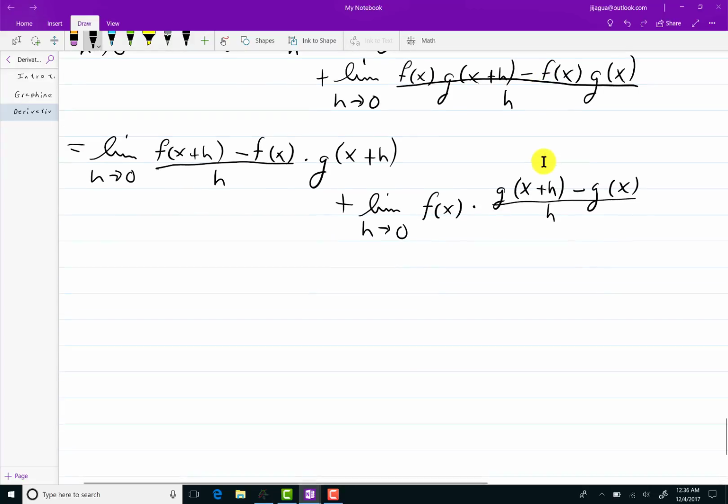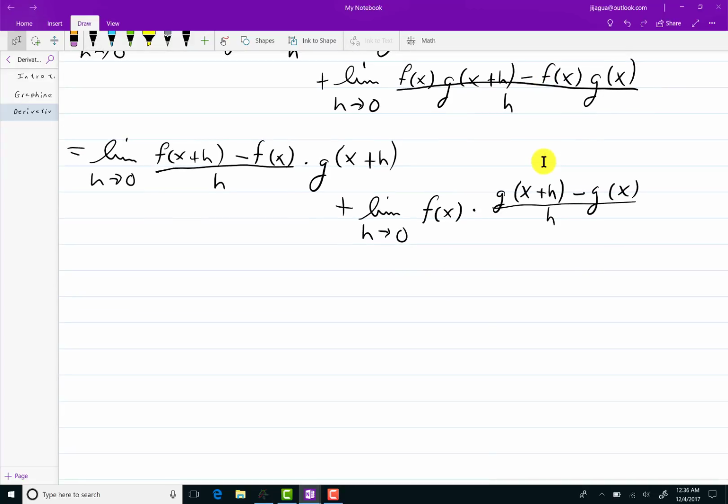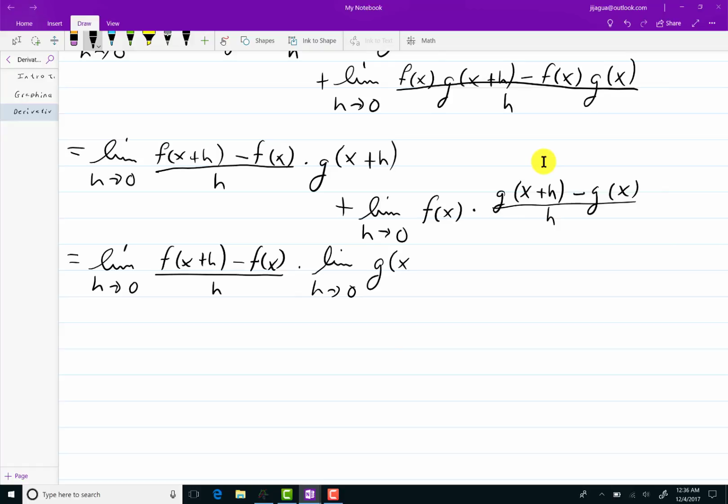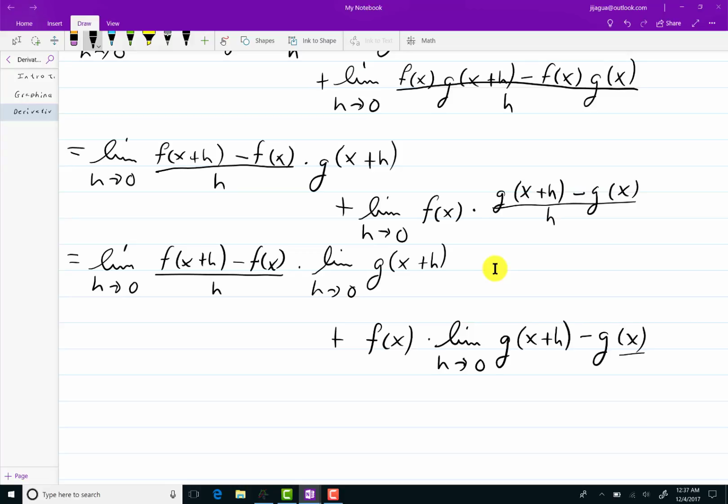Now according to all those rules that we used, I'm going to get the limit as h goes to 0, f of x plus h minus f of x divided by h times the limit as h goes to 0, g of x plus h, plus, now here the limit as h goes to 0 of f of x, since there's no h in this quantity, the limit does not affect it. It just comes to be f of x. So that'll be times the limit as h goes to 0, g of x plus h minus g of x all over h.